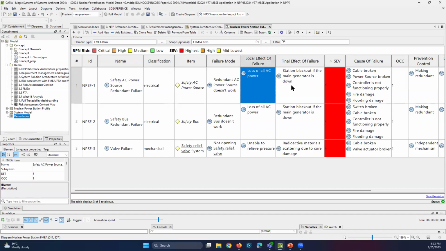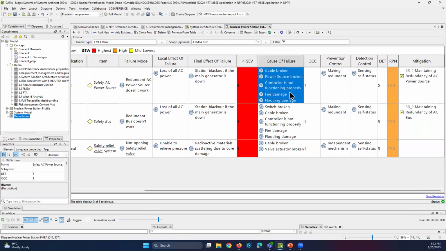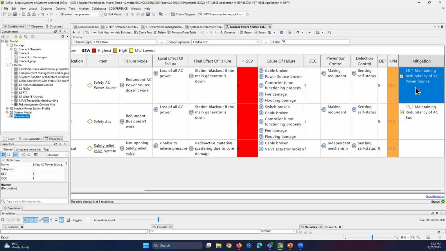The local effect and the final effect, how severe it will be if it actually happens, and what is the cause that can make this failure mode happen. What is the occurrence? Is it easy to be detected by the system itself, right? Based on these criteria, the severity, occurrence, and detectability, that is where the FMEA helps us calculate the RPN, right? Definitely, if the RPN is high, it turns red, and that is where we need to introduce the mitigate requirement to resolve it, right?